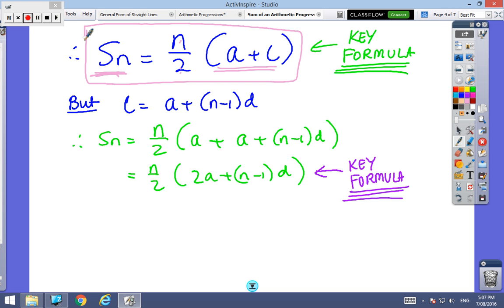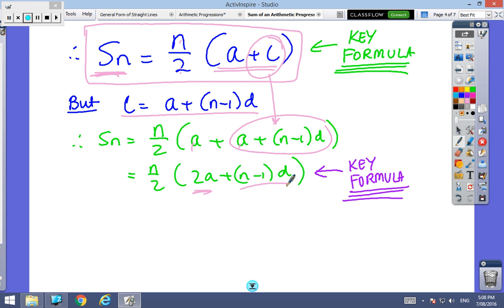But there's another formula, because we know that the last number is A plus (n minus 1)D. Where the L is, I can put A plus (n minus 1)D, and then I've got A plus A is 2A, and then the (n minus 1)D just sits at the back.